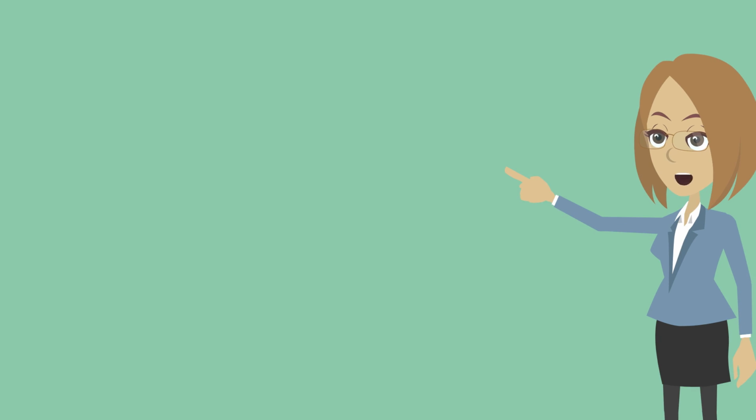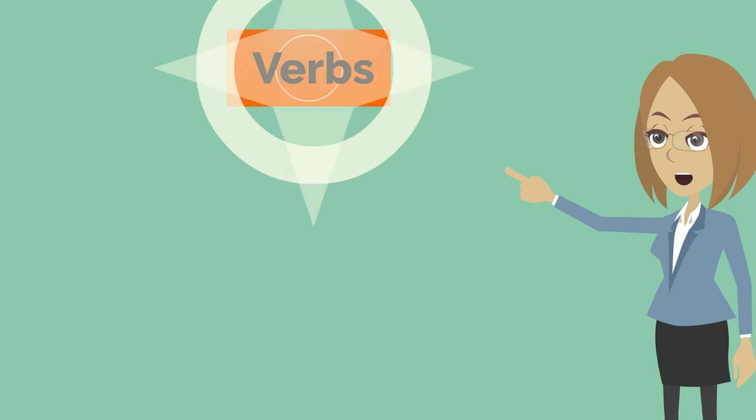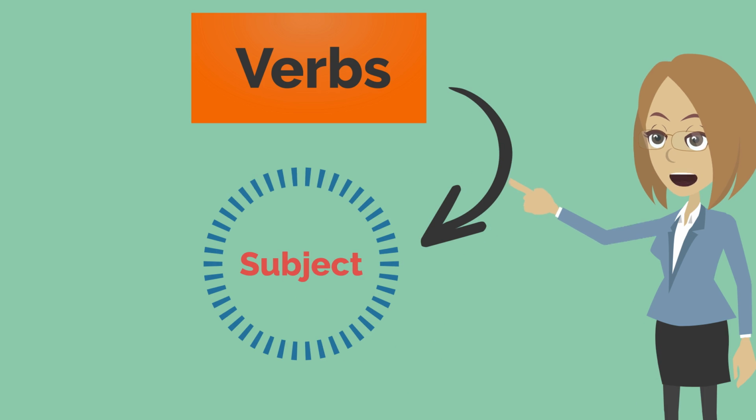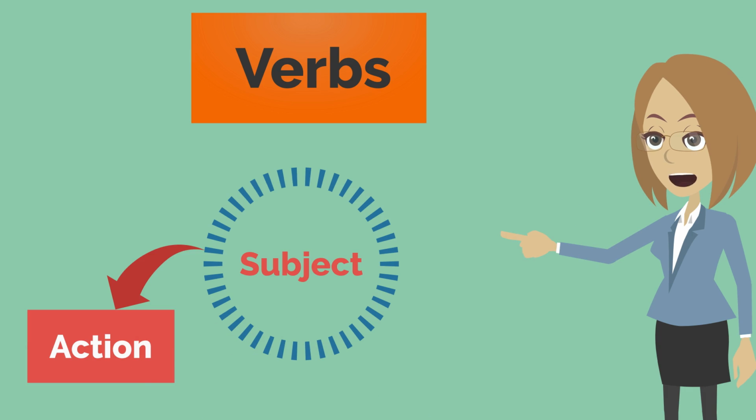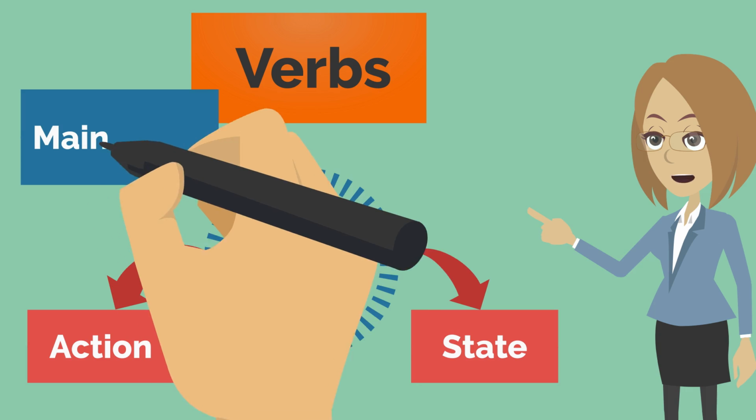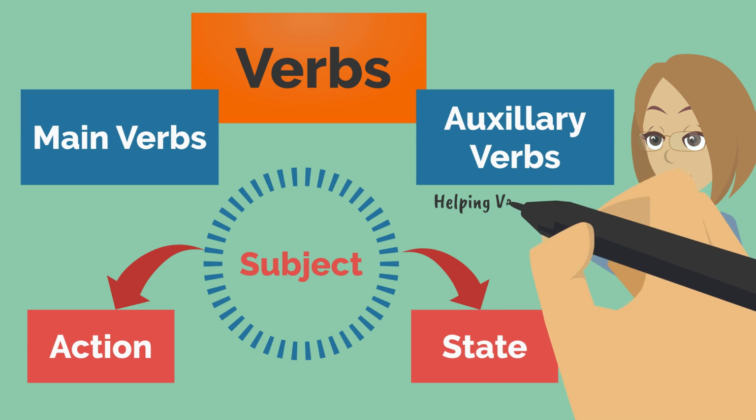Let's revise quickly what we have learned in this video. First of all, we talked about verbs and what it tells us about the subject. Verbs tell us two things about the subject. Firstly, verb tells about the action performed by the subject. And secondly, the state in which the subject is in. After this we discussed the two main types of the verbs. Main verbs and auxiliary verbs, or helping verbs.